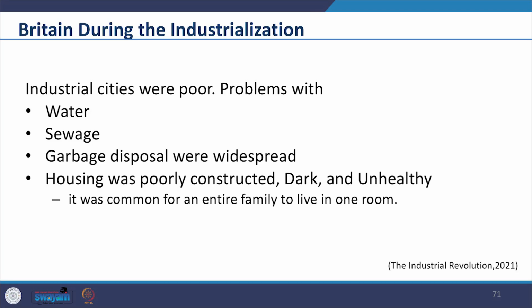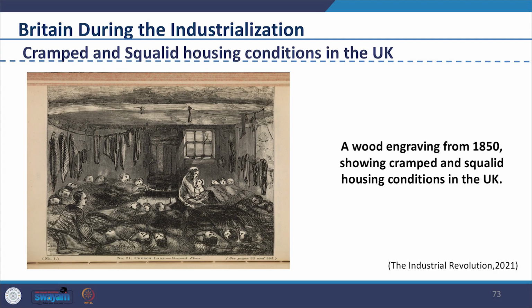Problems with water, sewage and garbage disposal were widespread, while housing was poorly constructed, dark and unhealthy. It was common for an entire family to live in one room. As you can see in the image depicting a wooden engraving from 1850, showing cramped and filthy housing conditions in the UK, there was no fresh air, there was a stink of gas, it was hot, there was steam, dust and cotton in the environment. Well-structured men turned old and were unable to work at 40 years of age. Children were unhealthy and deformed, and thousands upon thousands of them were abused for production even before 16 years of age.